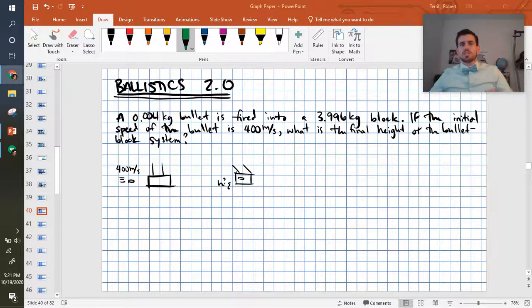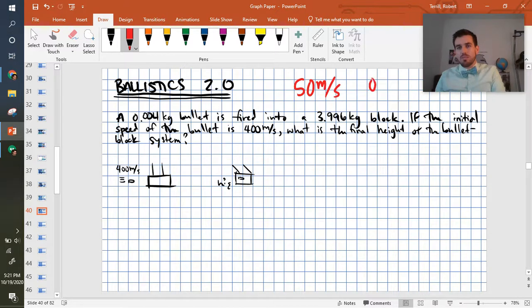Okay, we're actually returning to a familiar problem here with this video. Back in our last unit in energy, we did a problem with a ballistic pendulum where we tried to figure out, if we fired a bullet into that block and it went up, how high it should go up. And when we did that problem, it was going at 50 meters per second, and it ended up getting to a final height of 0.25 meters. So we're gonna do this problem again.